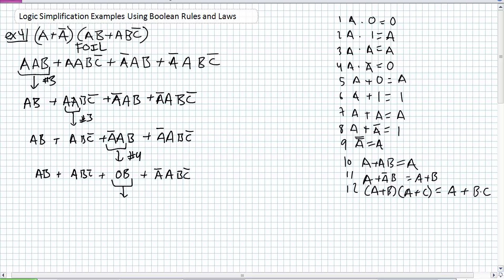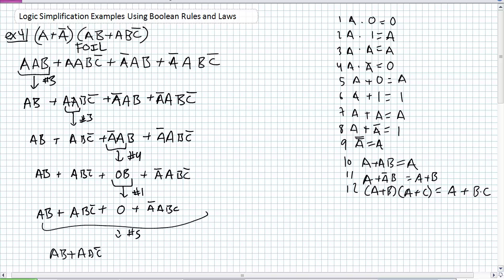What does 0 ANDed with something? That's kind of rule number 1. What does something ORed with a 0 mean? Well, that's rule number 5. It's like I can get rid of that 0, and I know there's shortcuts within here too.